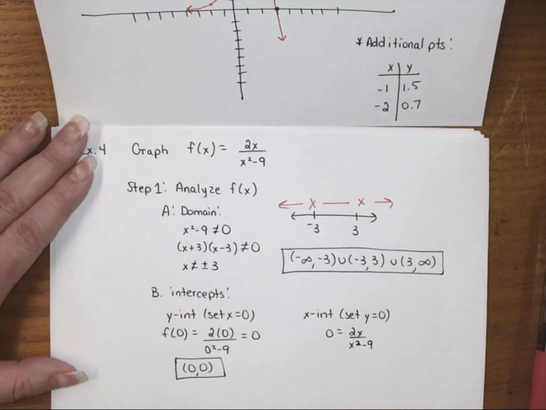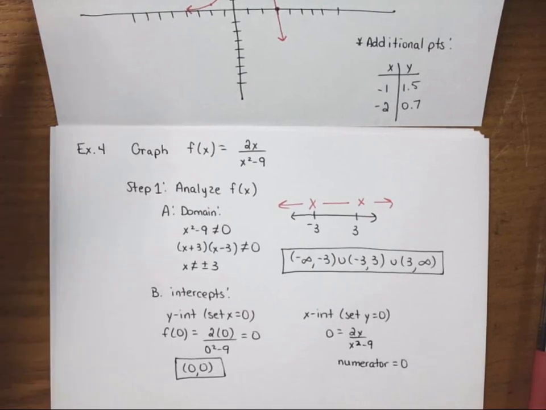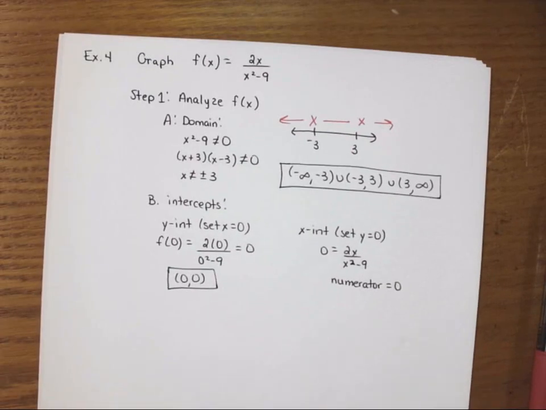That's a 2 there, sorry. Remember when you have a fraction equal to 0, this will come into play a little bit later. We only care if the top is 0. That's how we make a fraction equal to 0. So we set the numerator equal to 0.